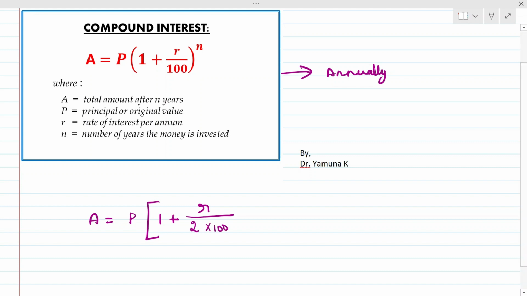into 100, whole power. We have n in the annual formula, but here every year we have 2 half years, so we are multiplying the n with 2. So this is the formula which we are going to use to calculate compound interest half yearly. Half yearly means same formula, but R will become half, and then the time period will be doubled, because every year we have 2 half years.